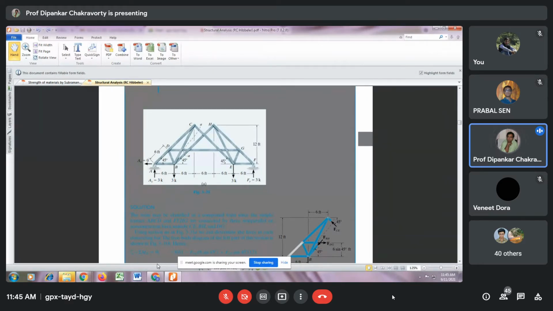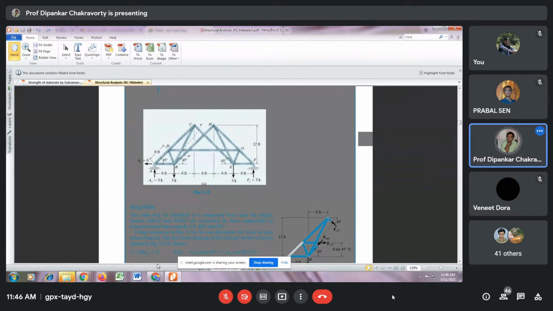Now, what is meant by degree of indeterminacy? It is nothing but the difference between the number of unknowns and the number of equations available. For example, if you have a truss with two supports, both hinged, then the total number of reactions, 2 at each joint, is 4. But you have three equations of equilibrium, so the number of unknowns minus the number of equations, 4 minus 3, is 1. This is the degree of external indeterminacy.